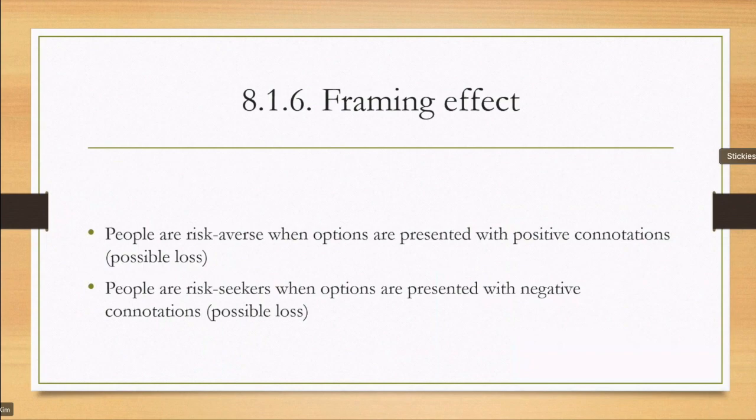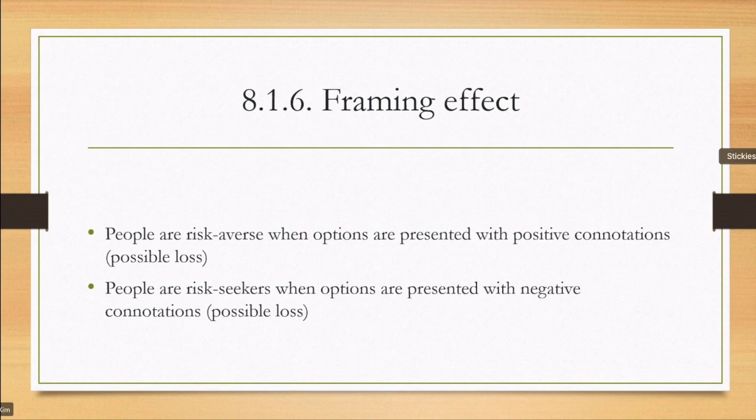Then framing effects. People are risk averse when options are presented with positive connotations, so a possible gain. I did write it wrong on this slide. And people are risk seekers when options are presented with negative connotations. So if you have a possible loss, people are even more risk seeking than they would be otherwise. For example, in a casino, you can lose all your money, but with the possibility of winning, you become more risk seeking.